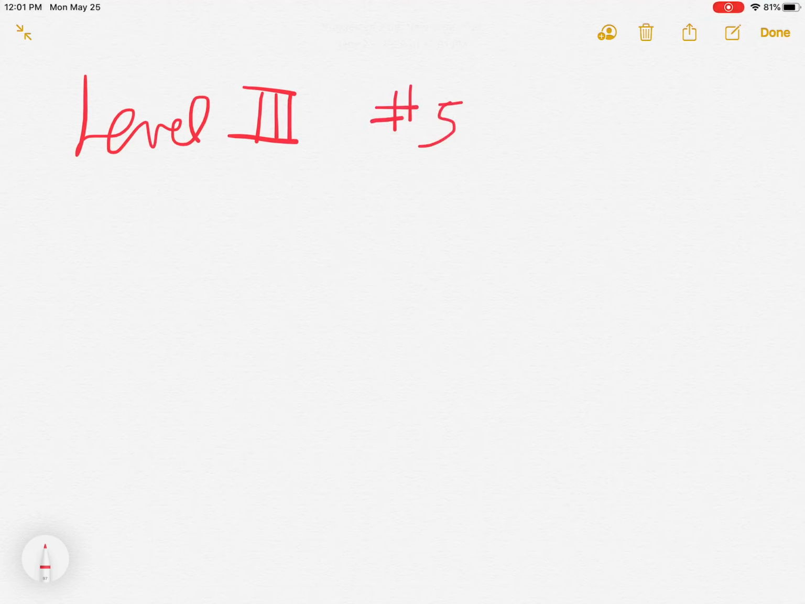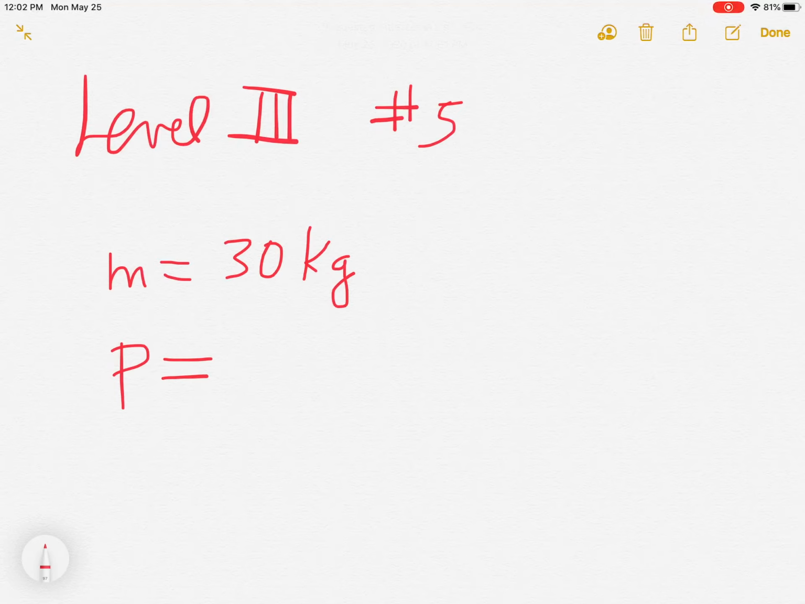Level 3, number 5. This one is actually a little bit tricky. It's talking about a woman and her maximum power output. So it's giving us some information. It's saying the woman has a mass of 30 kilograms. And it says that her power output, or P, is 147 watts of power. Now, it says calculate the time it will take her to climb to the top of a 60-meter staircase, right?